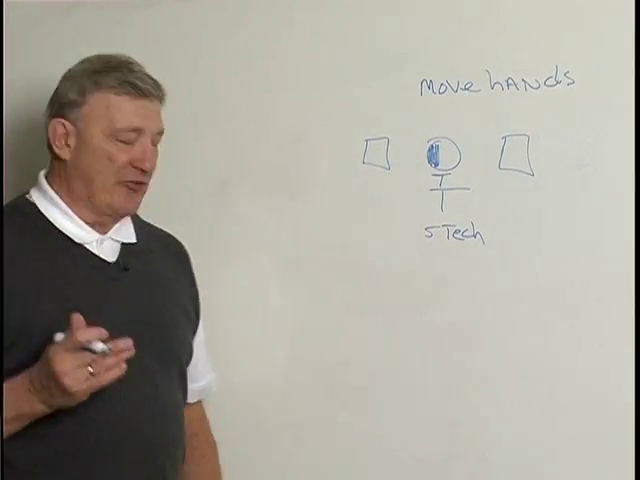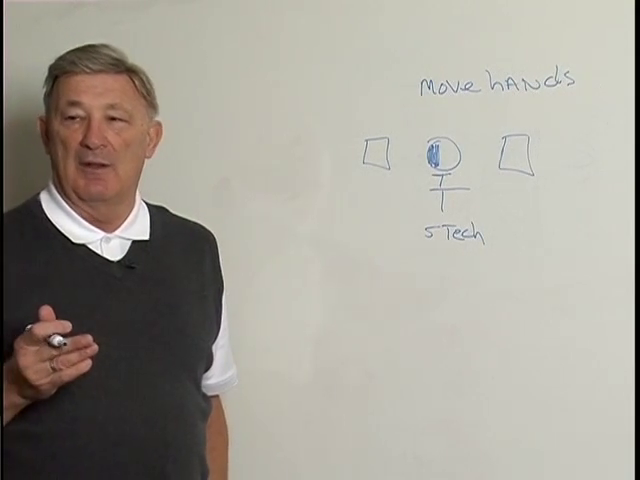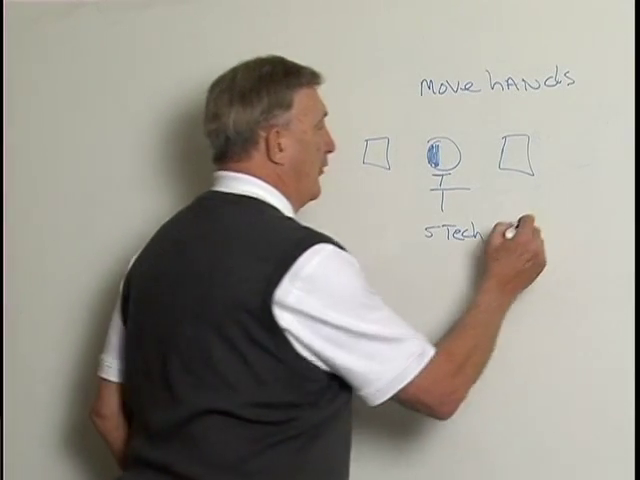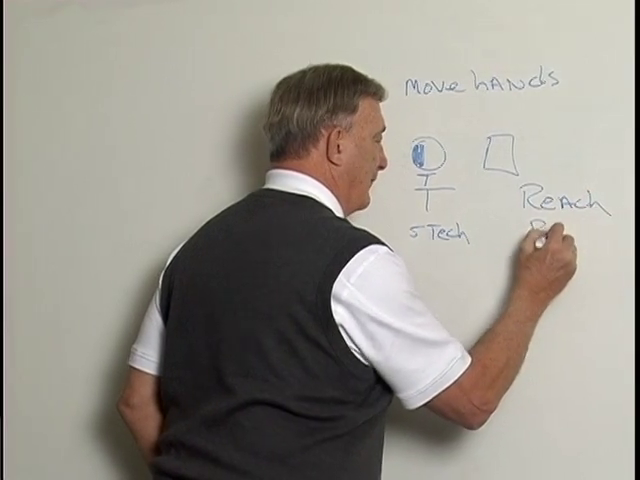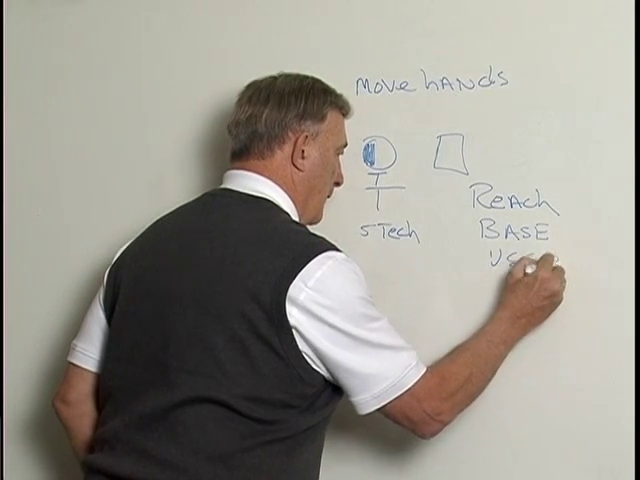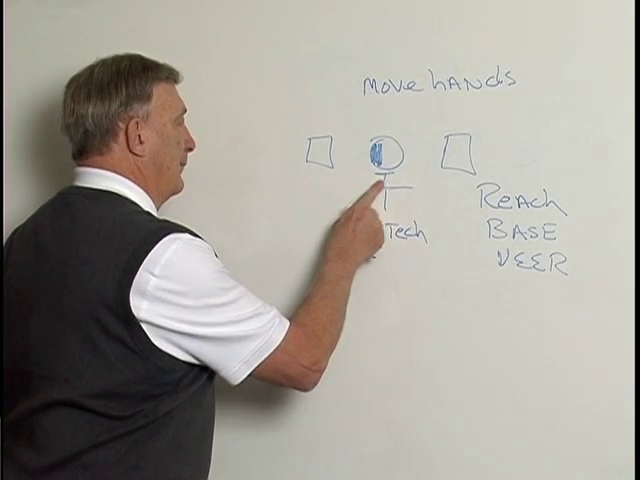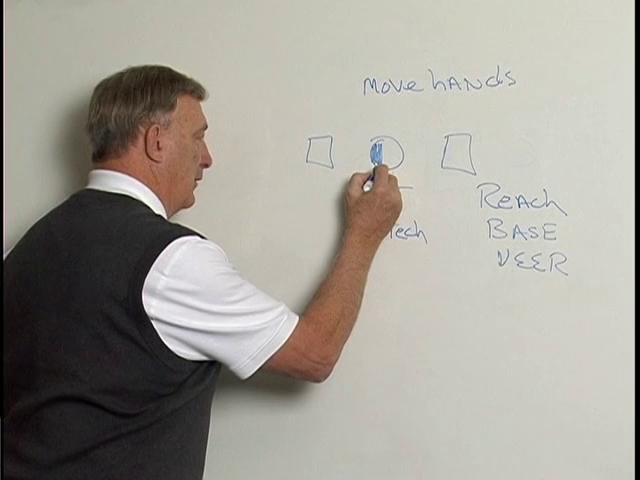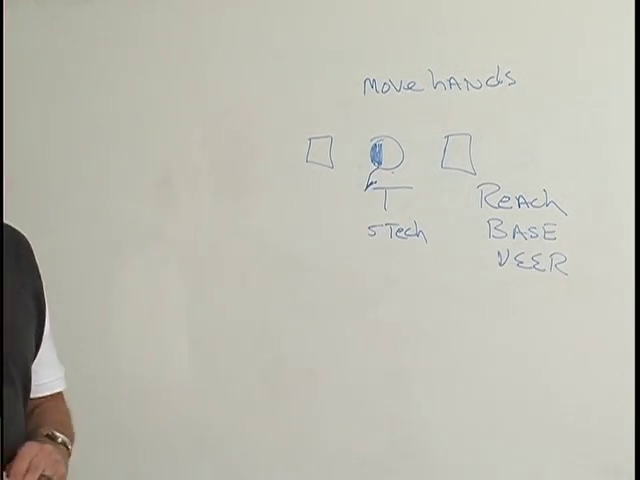Now, what we're more concerned about is we're going to take some of the base blocks that we feel our defensive tackle is going to have to face. The first thing we're going to do is look at a reach. We're going to look at a base. And we're going to look at a veer. Now, we're going to start out with this offensive tackle stepping with his outside foot in an attempt to reach our defensive tackle.